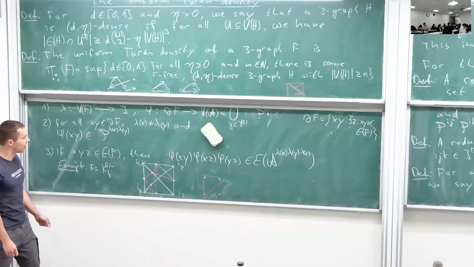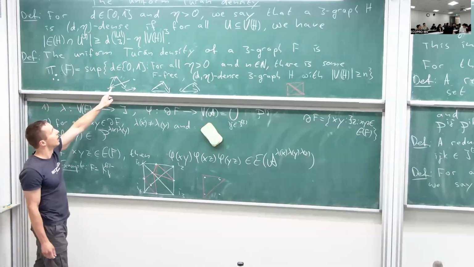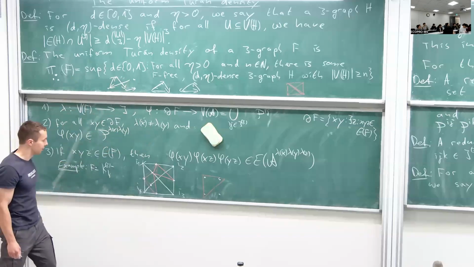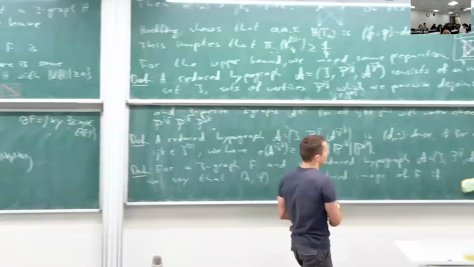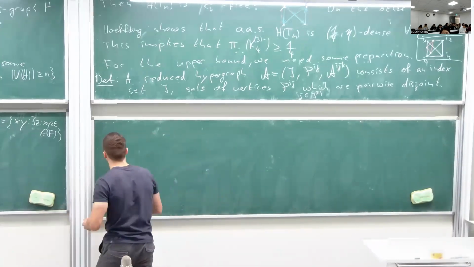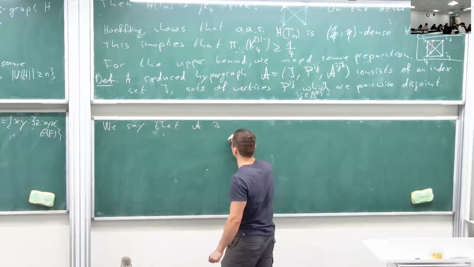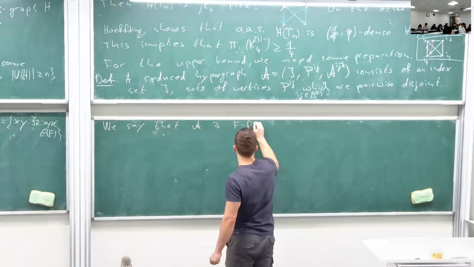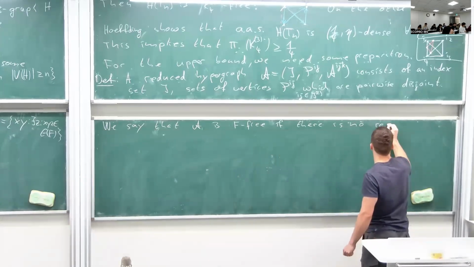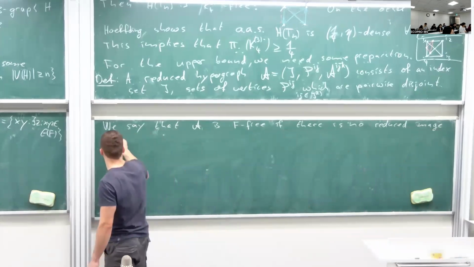And so what we have now is that instead of trying to determine this, we can also just determine this density over all reduced hypergraphs which are free of a reduced image of our F. So say that A is F3-free if there is no reduced image of F.